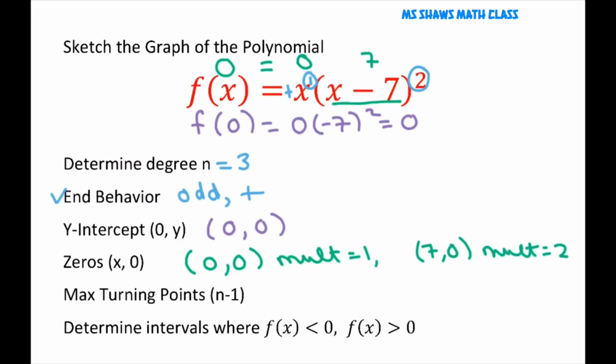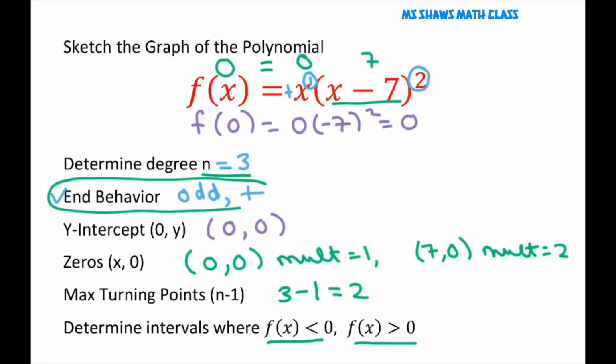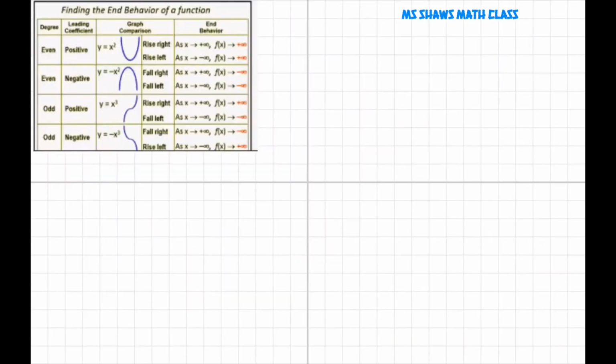So the maximum turning points has to do with our degree. So degree is 3. We have at most 3 minus 1 or 2 turning points. The intervals where our graph is negative and positive we'll do after we graph, when we're going to look at it. So now we're going to go back to our end behavior because we have to know that before we start graphing. So just remember your degree is odd and your lead coefficient is positive.